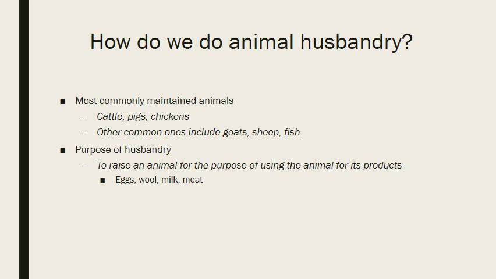Right, so we're going to shift gears from talking about agriculture. We're going to move into animal husbandry. And animal husbandry is simply the management of domesticated animals. And we manage those domesticated animals for the purpose of using their products. So that might be eggs from a chicken, wool from a sheep, milk from a cow, or meat from all of the above. Most commonly, we're talking about maintaining cattle, pigs, and chickens. Those tend to be the most common across the board, whether we're talking about family or industrial animal growth. Other ones that we tend to see are goats and sheep, which are called ruminant animals, and also fish.